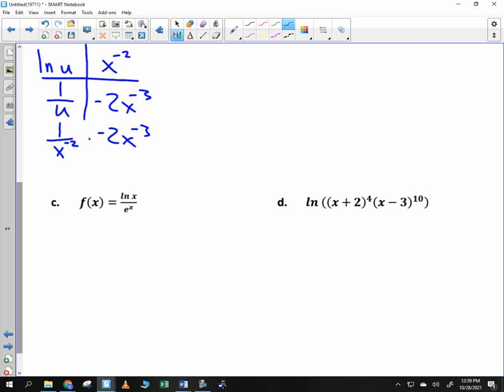So let's deal with those negative exponents. How should I write 1 over x to the negative 2? x squared, yep. So x squared over 1.